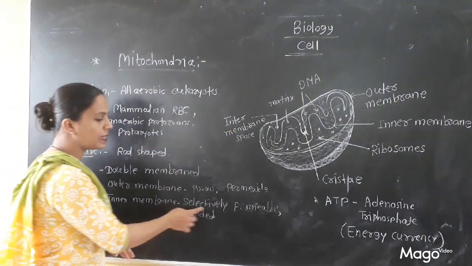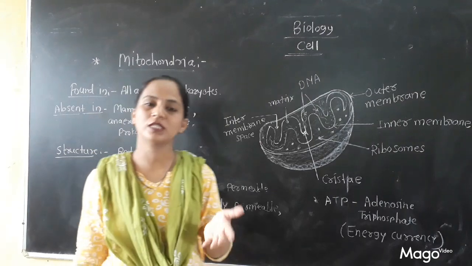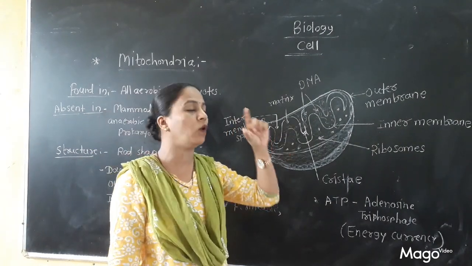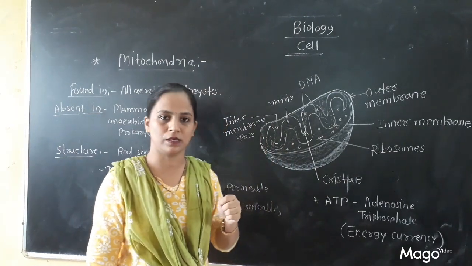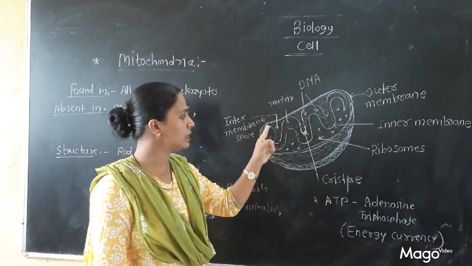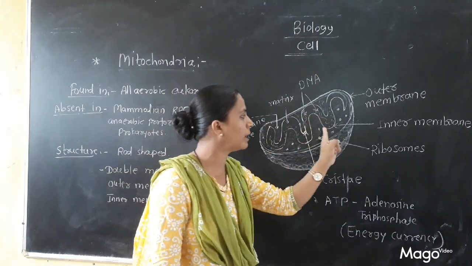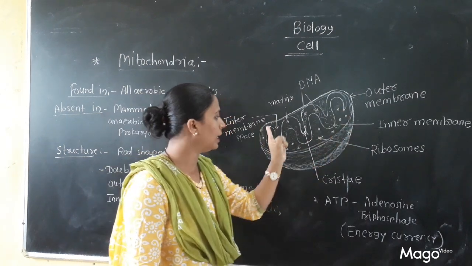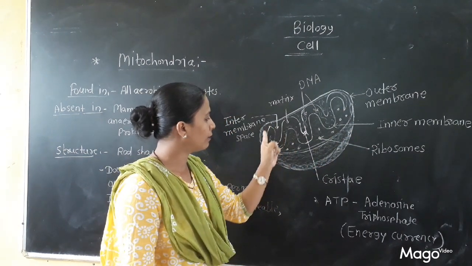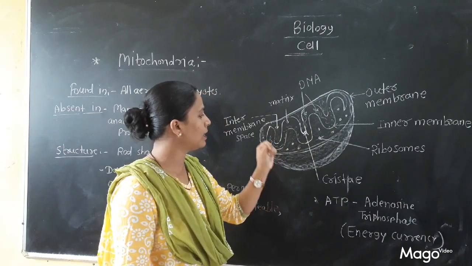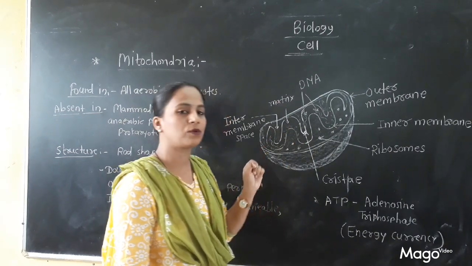Then the inner membrane is a selectively permeable membrane. What is meant by selectively permeable membrane? It means the inner membrane allows only the entry of useful substances, as in the cell membrane. So the inner membrane is a selectively permeable membrane, and the outer membrane is a freely permeable membrane. The inner membrane is folded, those folds are called cristae, and inside the cristae the matrix, DNA and ribosomes are present.